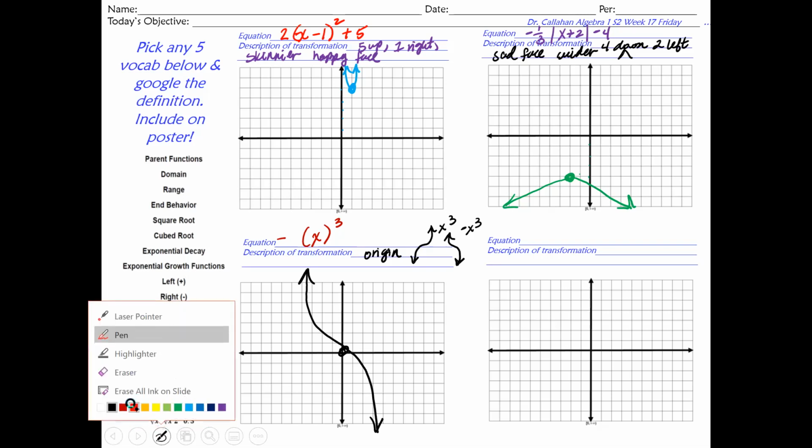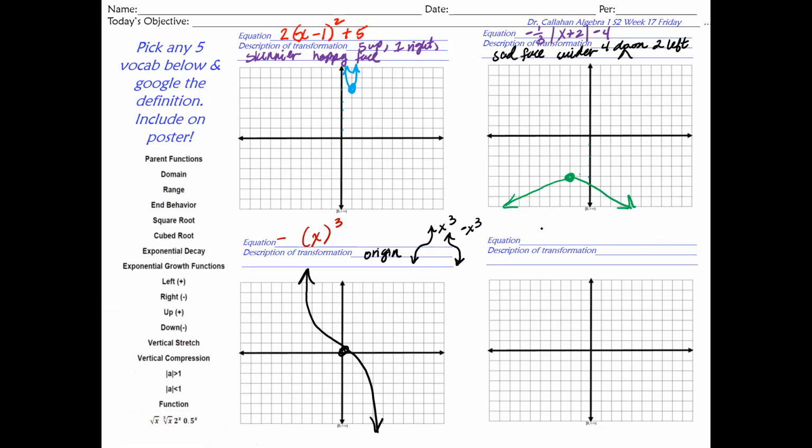All right, and the very last thing I'm going to talk about is square roots. Let's say we have the square root of x plus 3, minus 3. For this one, you're going to go 3 down, 3 to the left, and the shape of a square root is just like a little curve like that. So I'm going to go 1, 2, 3 down, 1, 2, 3 to the left, and just like that.